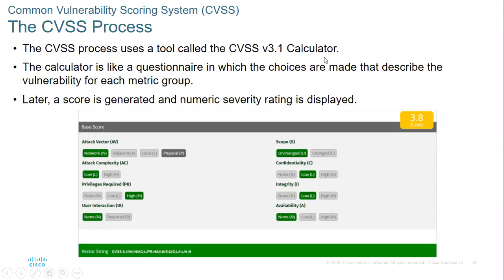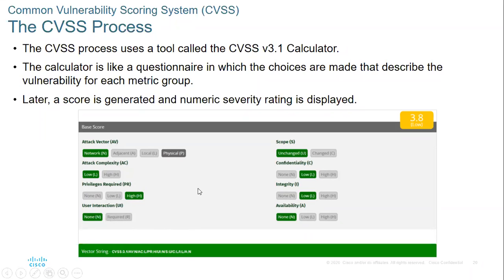Now, the CVSS has the calculator which it uses to come up with the score of the vulnerability. So remember, we have the attack vector. Here we have the network, or is it adjacent, or is it a local network, or is it physical? Attack complexity, is it high or low? Privileges required, none, is it low or high? User interaction, remember, none required.